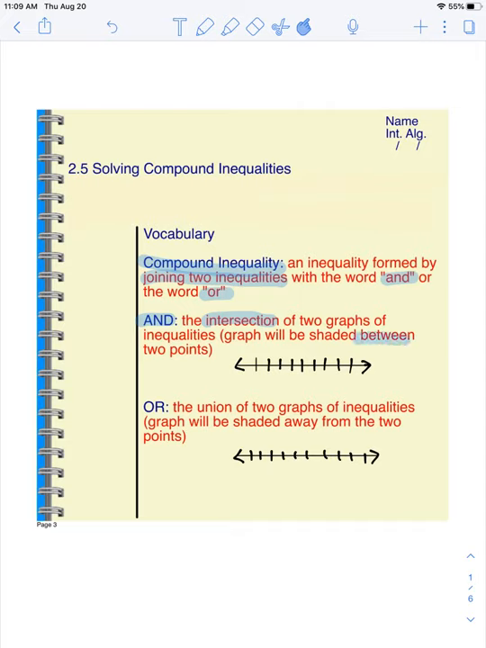So how we would write this is we'd have a dot and we'd have a dot and then they're connected. It's shaded between. It's the overlap or intersection. And then an "or" inequality is the union of two graphs and they're shaded away from each other. How this is going to look, we have a dot, it's shaded one way. We have another dot, it's shaded the other way.